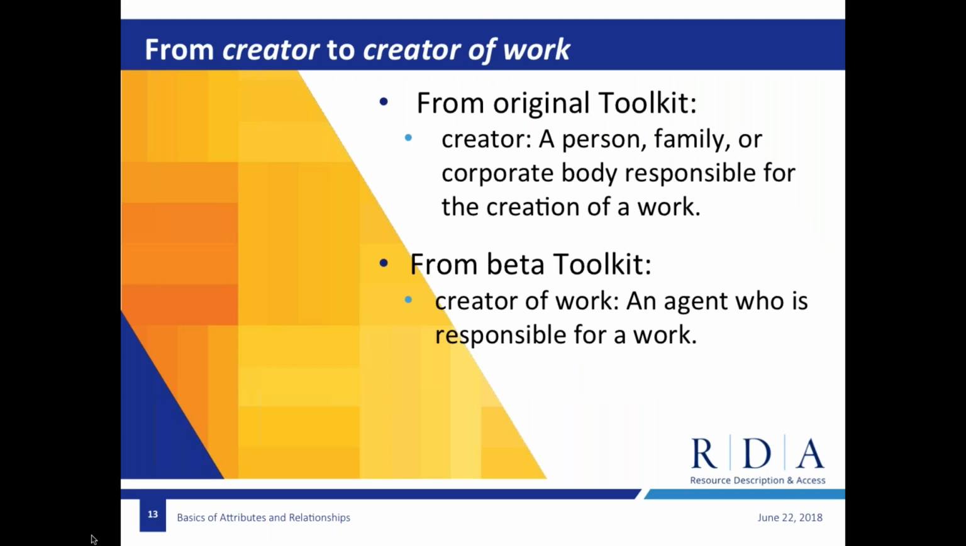So here we're going to see how a relationship creator is now a relationship element in the Beta Toolkit. I've given you the original creator. The Beta Toolkit is creator of work. Notice there's some slight differences here. In the original toolkit, we say that it's a person, family, or corporate body. In the Beta Toolkit, we say that it's an agent. Now, there are three different types of agents: person, family, or corporate body. So we're still saying the same thing. We know all of these different entities can be a creator, so we've just made it a little bit more succinct.